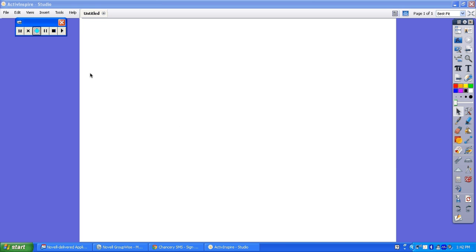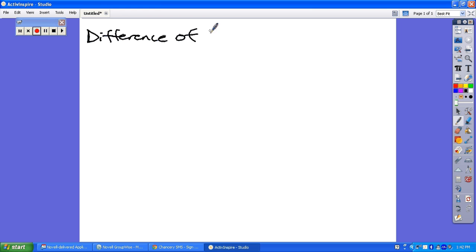All right, welcome everyone. We are moving on to another factoring method. This one is called factoring using difference of two squares. Most people find this is the easiest method of factoring. I think it is anyway. So, difference of two squares, and you'll see why it says that.